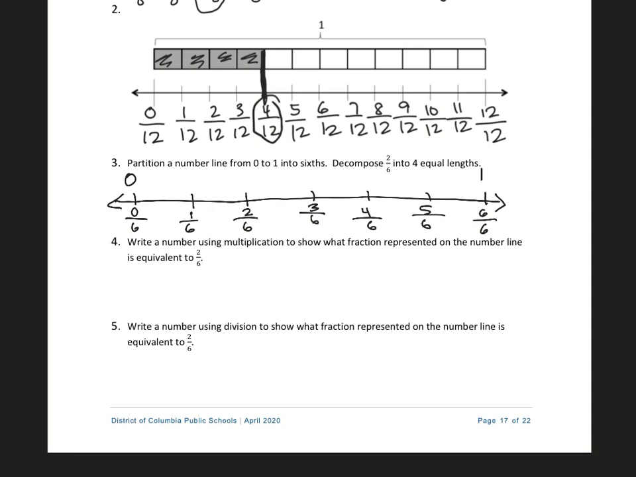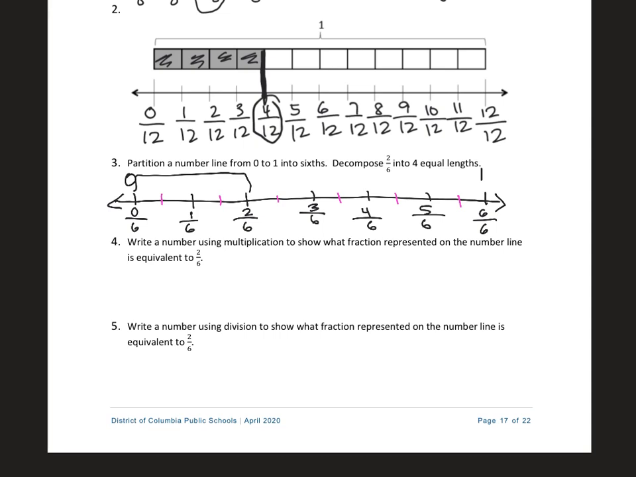Now I need to decompose 2/6 into 4 equal lengths. So again, I'm looking from here, 0/6 to 2/6. Right now it is 2 equal lengths, so I need to make it into 4 equal lengths. So I'm going to say, okay, I'm going to cut these in half. Now I have 4 equal lengths, so I'm going to do it on the whole number line just to make it even. And now I'm going to figure out what my new number line is.